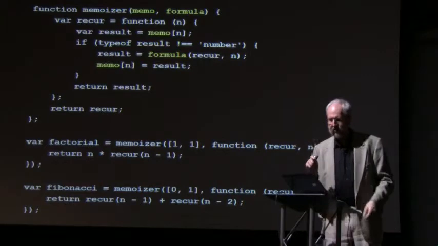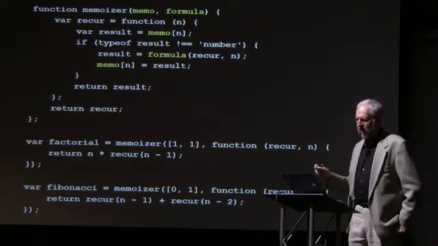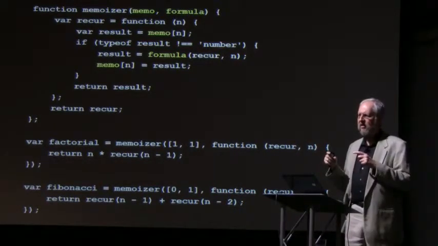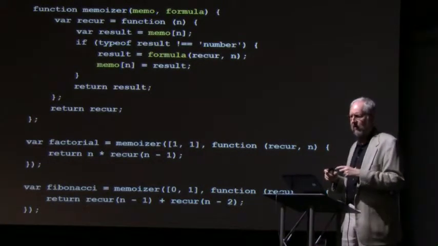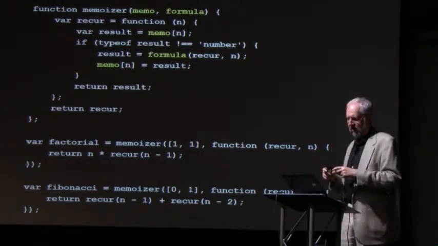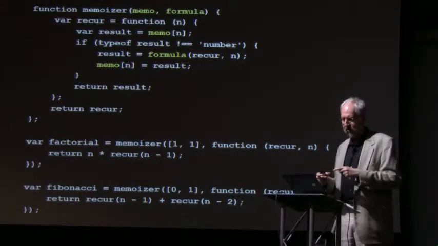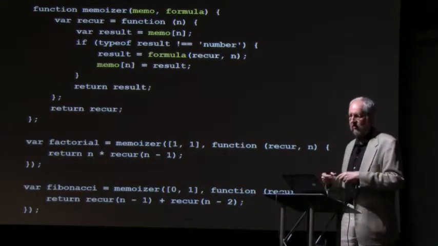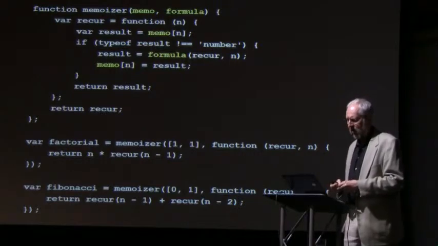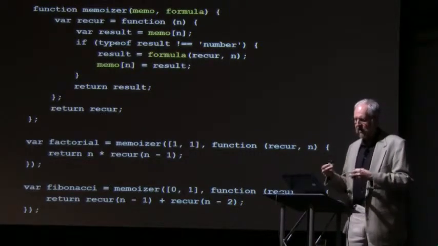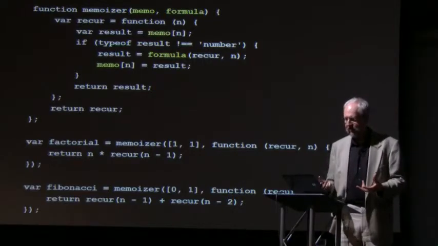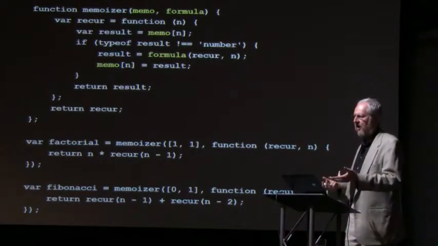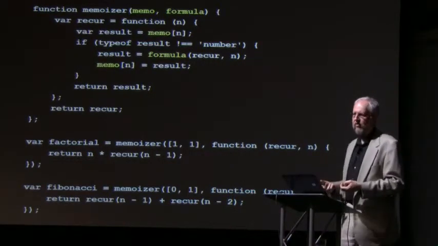So what I'm going to pass to the memoizer is an array containing some of the values that we're going to remember. So the results for factorial of 0 and factorial of 1 will be 1 and 1. So we'll pass that in to get it started. And then we'll also pass in a function which defines what a factorial step is. In this case, it's multiplying n times the recurrence minus 1.